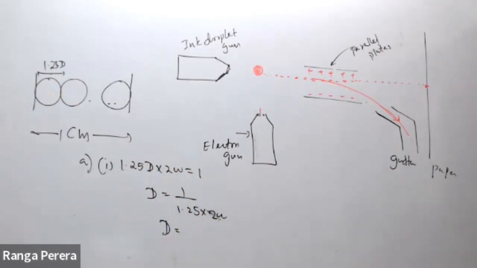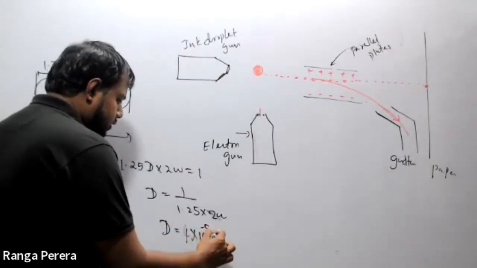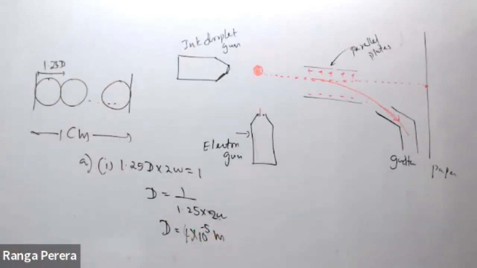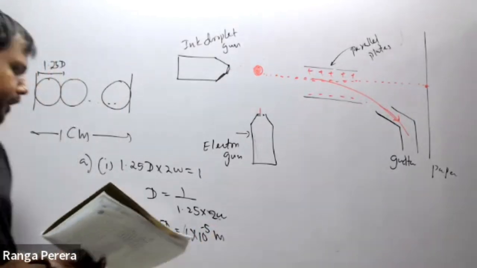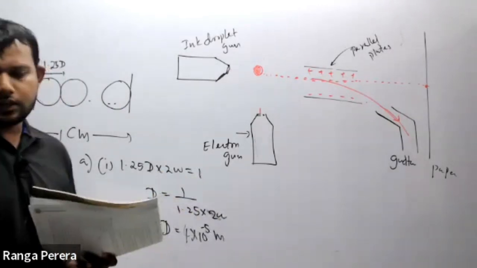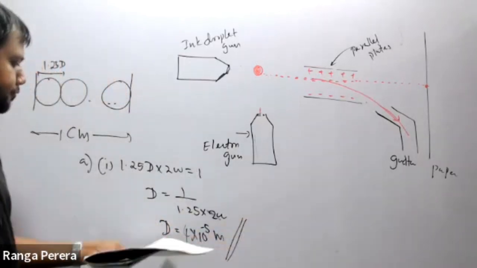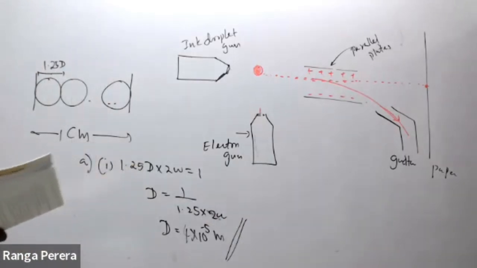Can one of you tell me the value? 4 times 10 to the power minus 5 meter. Yes, in terms of that, that's correct. 4 times 10 to the power minus 3 centimeter, or else 4 times 10 to the power minus 5 meter. Always keep the answer in terms of SI base units: 4 times 10 to the power minus 5 meter.